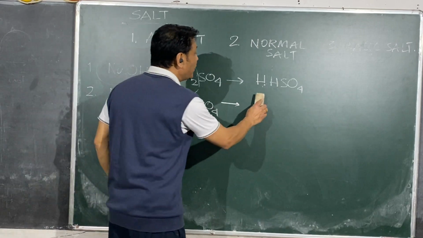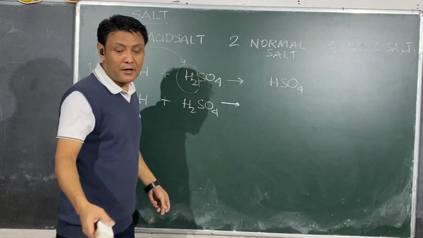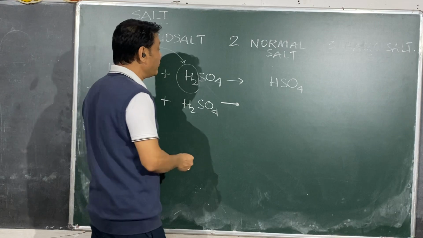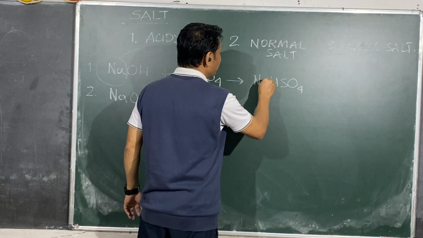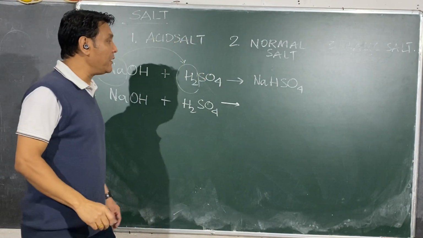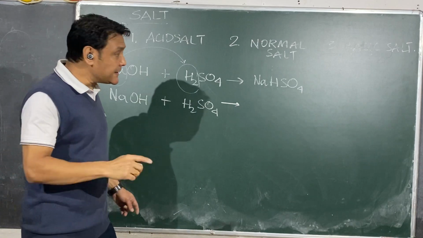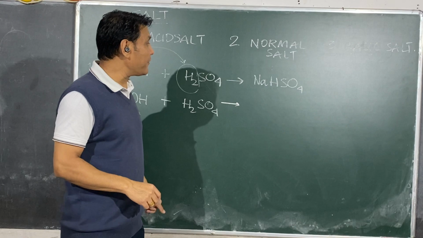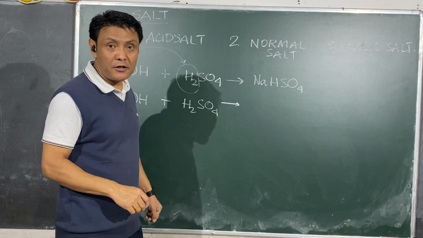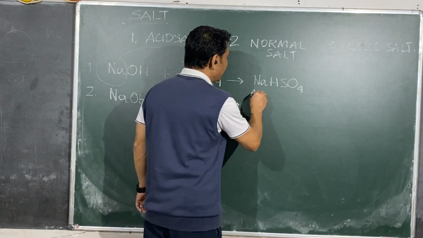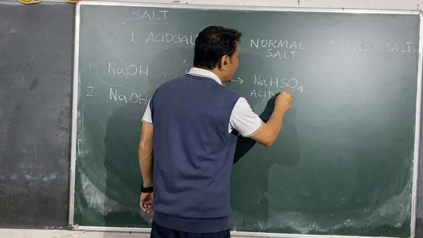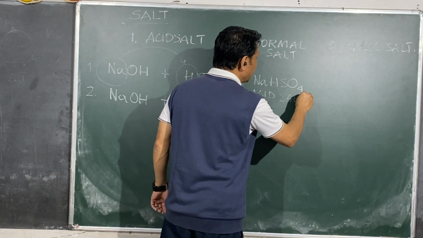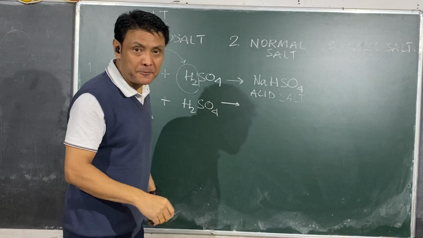Let's say in this case, only one hydrogen ion will be replaced by sodium. One hydrogen ion will be replaced by sodium. It still contains one hydrogen ion of an acid in the molecule of the salt. So therefore, this is an acid salt, and it will have all the property of that particular acid.